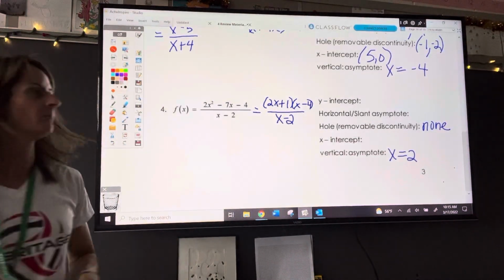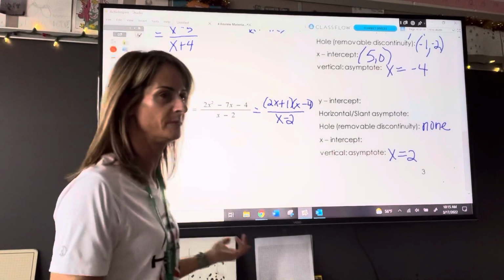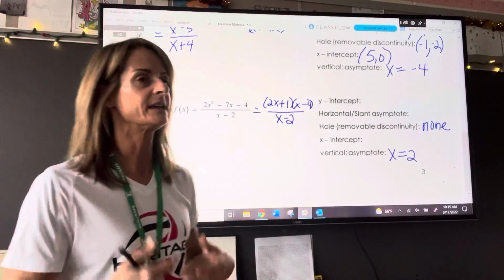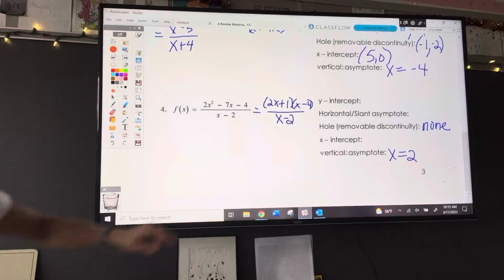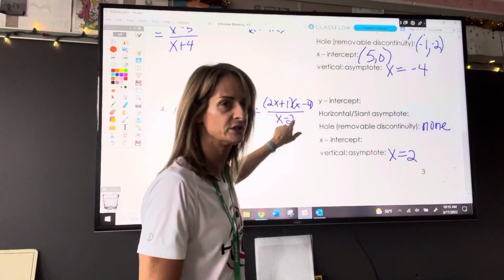You know what? I'm going to do this problem both ways and just make it super long, because why not? Okay, let's start with synthetic. It's much easier to do synthetic. Where is the 0 at? The 0 is at 2. 2 minus 2 is 0.